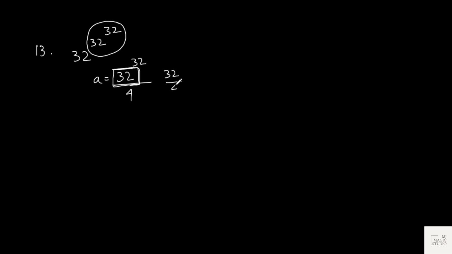32 when divided by 4 leaves remainder 0. That means 32 is divisible by 4. That means the entire 32 to the power 32 is divisible by 4. It will leave remainder 0. If it leaves remainder 0, the new value of A will become 4.